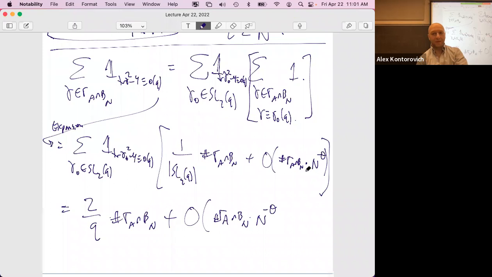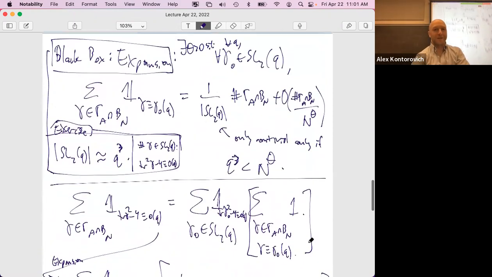This is the same as it was, but how many terms were here, roughly? You said Q squared, exactly, Q squared. So this is our bound for E_Q(N). E_Q(N) is bounded by the total number of things, N to the minus theta, Q squared. And how flexible is Q in terms of N? That's what we're about to find out.